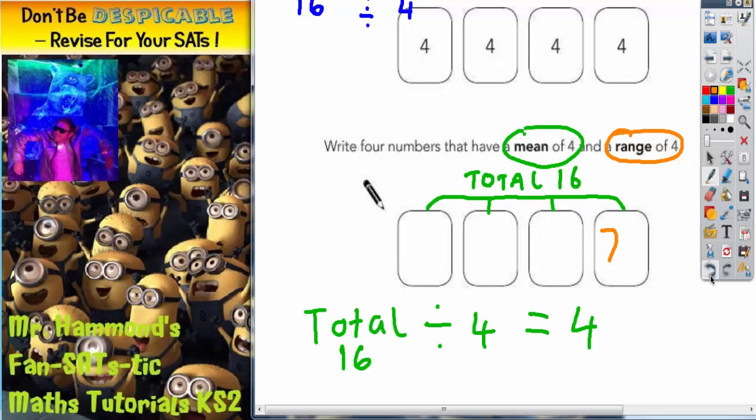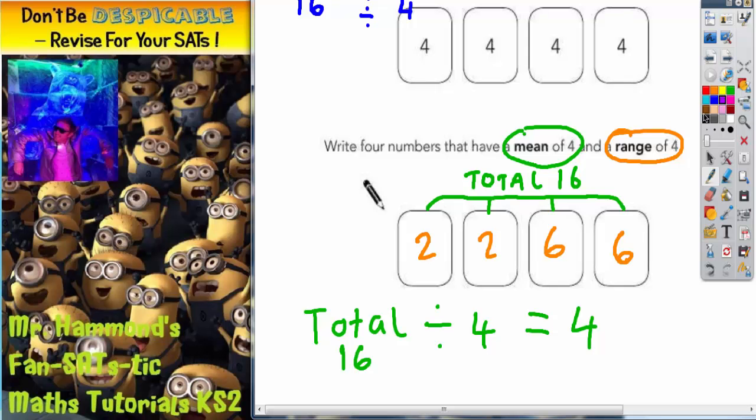So let's get rid of those again. This time let's make it 6, 6, 2 and 2. Let's knock every number down 1. Now these numbers, when you add these up, 6 and 6 makes 12, plus 2 is 14, plus 2 again is 16. So these numbers would satisfy the question.